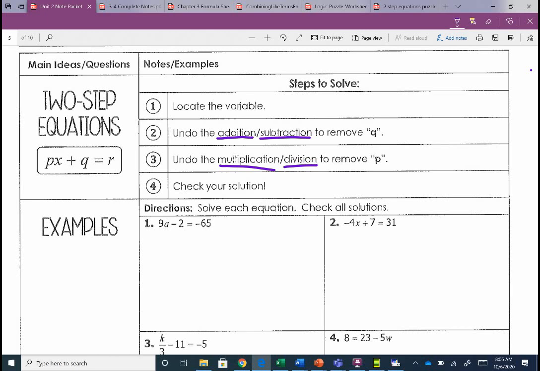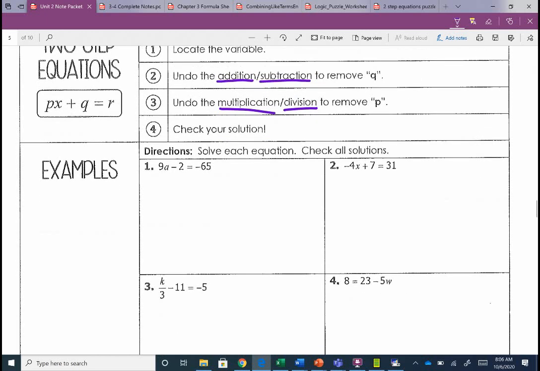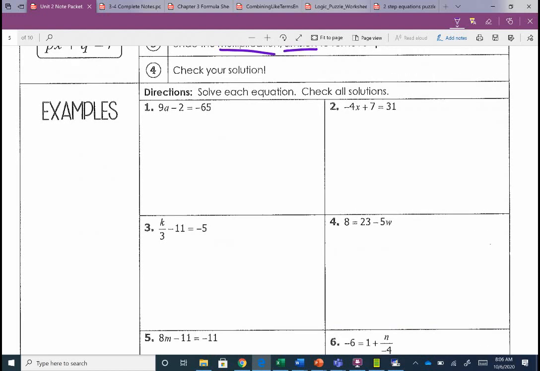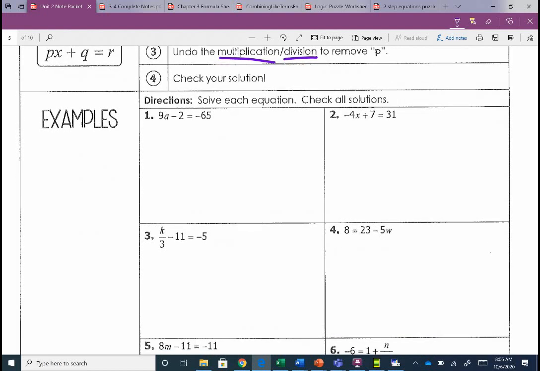All right, so what I want to do is look at a couple questions together and then also give you guys a chance to try a couple. Let's look at question number 1. It says to locate the variable. What's our variable? A. A is our variable. Step 2 says we need to undo the addition and subtraction first. So if I look on the same side of A, what do we have? We have subtraction. How do we undo that subtraction? We add. Yeah, so let's go ahead and add our 2.